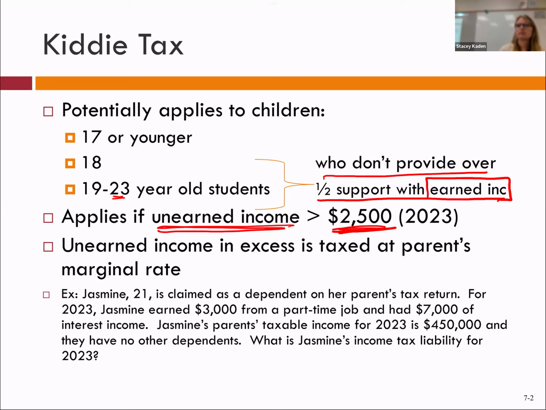Before we get there, what is Jasmine's AGI or gross income? 10,000. So we got the wages, 3,000. And we have the interest, 7,000. So her AGI and gross income are both 10,000. What comes after AGI? The standard deduction. What would Jasmine's standard deduction be?